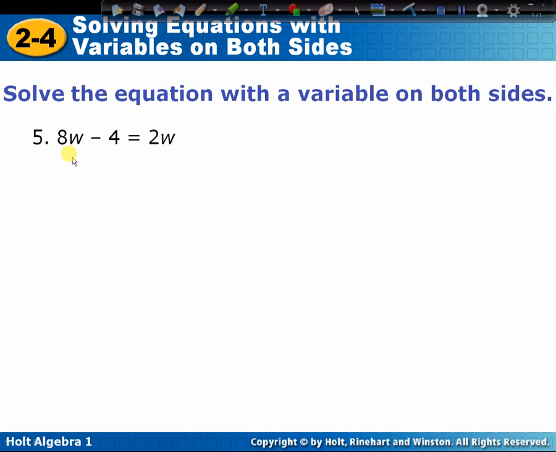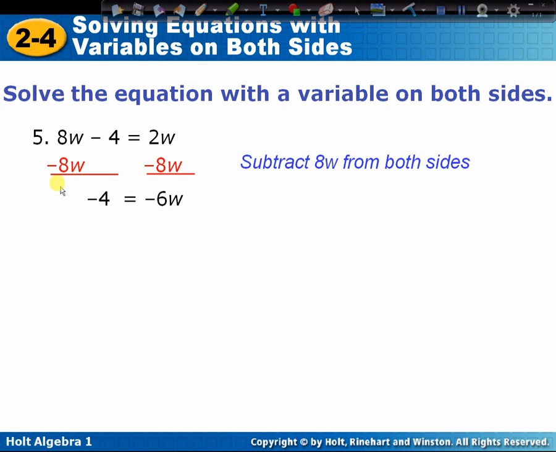This is a positive 8W. So I'm going to do the opposite of positive, which is negative. So I'm going to subtract 8W from both sides. Again, here the 8W's are going to cancel. And I'm going to be left with negative 4 equals negative 6W. So again, my next step is to add or subtract. So I'm going to look at the W and say, is there anything being added or subtracted to the W? And there's not. So I get to move on to the multiplying or dividing.